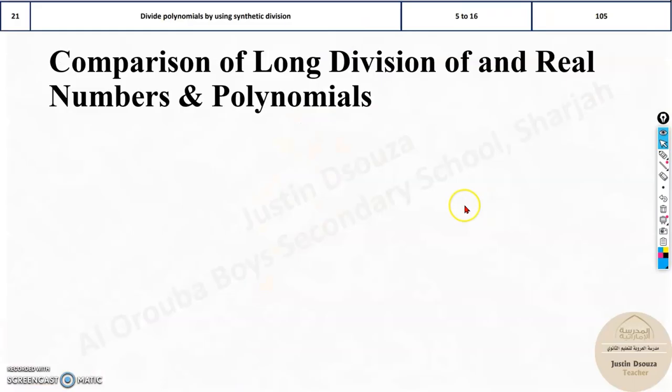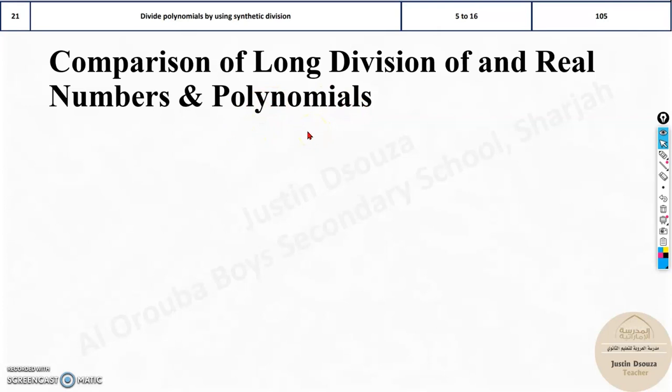And the first topic over here, the 21st topic, is to divide polynomials by synthetic division. But they have mentioned over here topics 5 to 16. And if you look closely, 5 to 16 includes long division and synthetic division. So just to be on the safe side, I'm going to do both methods, not only synthetic division, the long division as well. Synthetic division was already done before in the previous topics, but I will do the long division, then I will go to synthetic division. Here now, comparison of long division of real numbers and of polynomials.